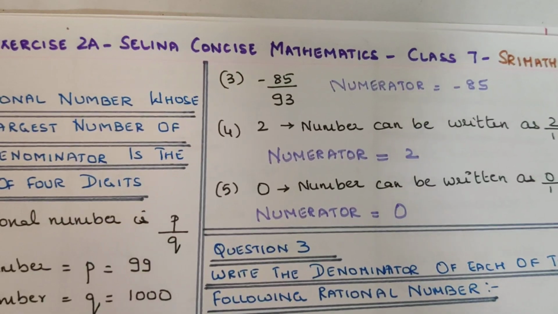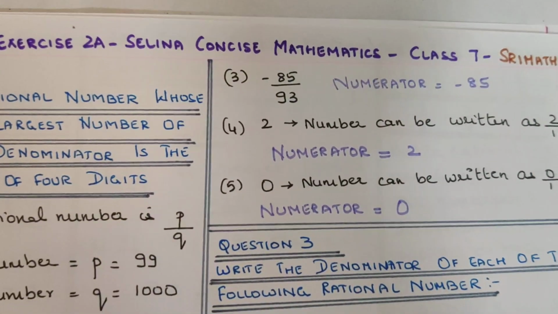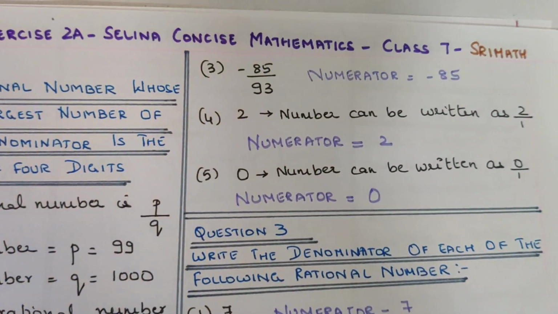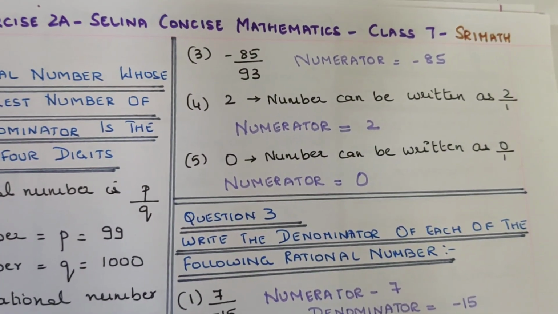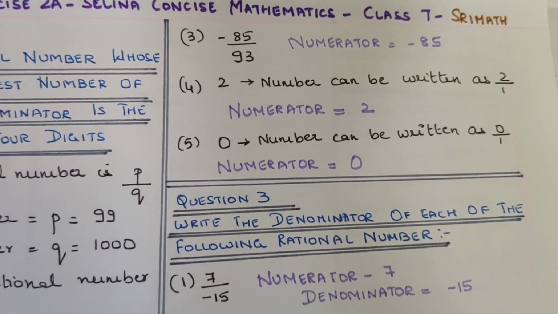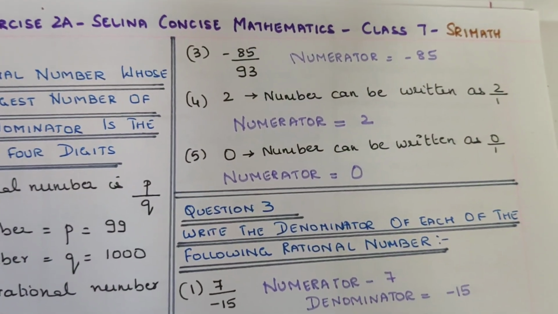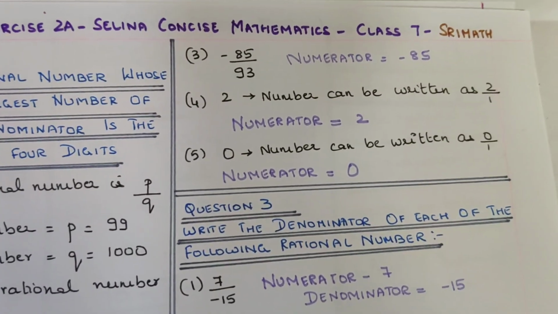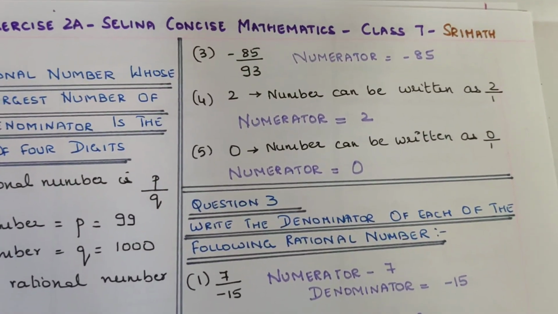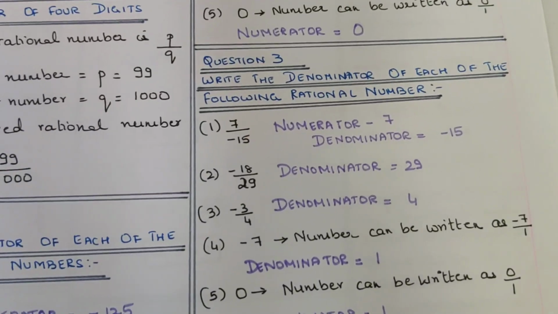Minus 85 by 93. Yes, you are right. The numerator is minus 85. 2. Number can be written as 2 by 1. Therefore, the numerator is 2. 0. How do you express this number? 0 can be written as 0 by 1. So, the numerator will be 0. So, it's very simple. Now, the third question is also very simple.